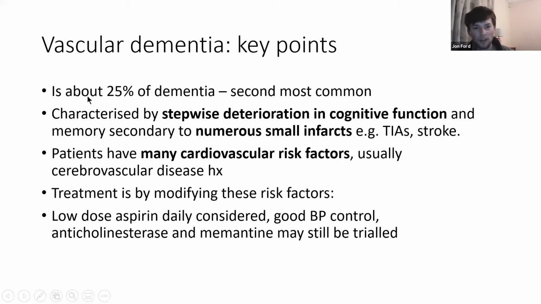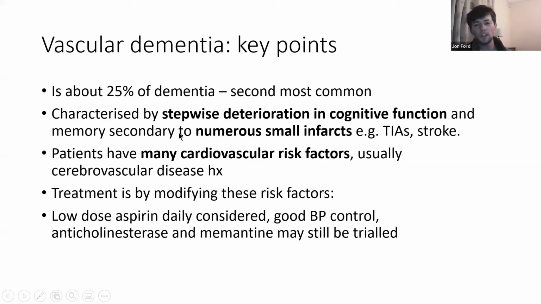The rest of it, you'll be pleased to know, is mainly quick bullet points. But I thought I'd cover Alzheimer's slightly more because it's more common. So vascular dementia is about 25%. And the classic thing you need to know for exams: stepwise deterioration in cognitive function and memory secondary to numerous small infarcts.